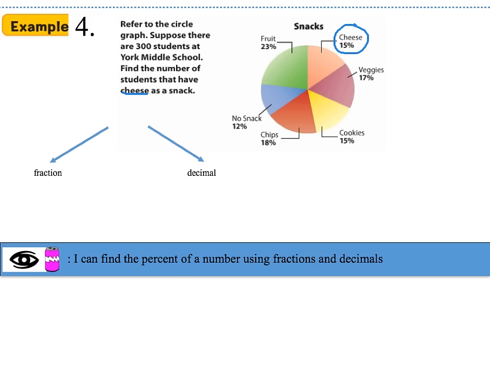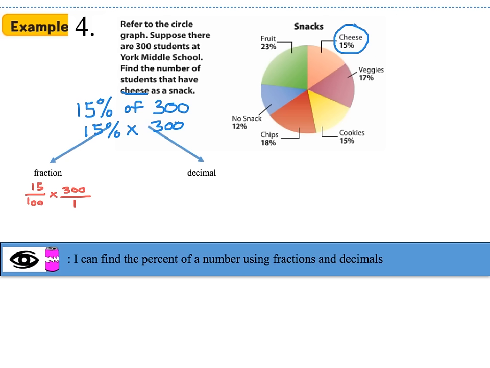I can say this: 15% of 300, which is the same as saying 15% times 300. So let's solve this problem using 2 different methods. Let's make 15% into a fraction. What I can do is take 15 over 100. Then I can multiply that with 300 over 1.